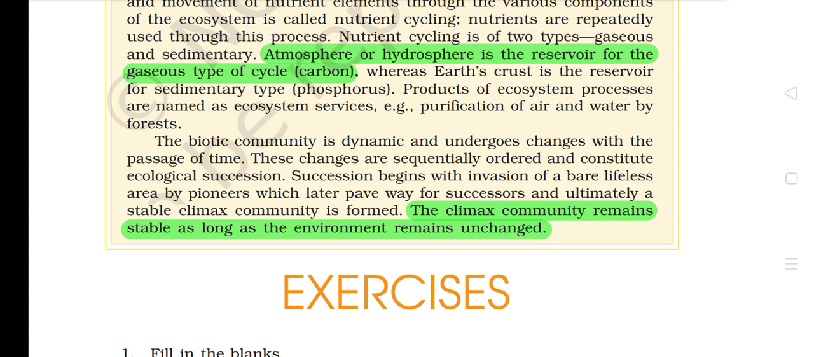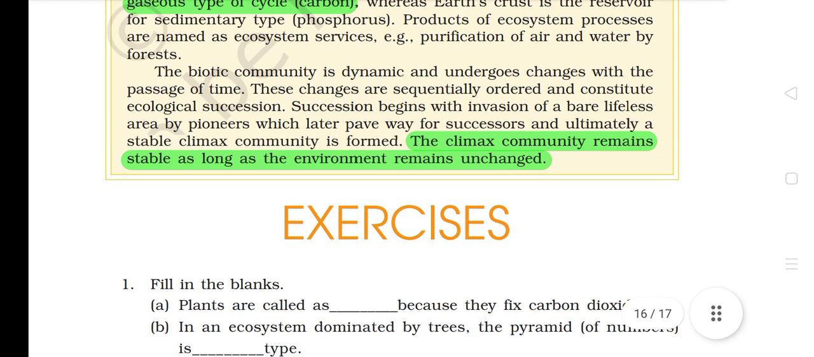Example, purification of air and water by forest. The biotic community is dynamic and undergoes changes with the passage of time. These changes are sequentially ordered and constitute ecological succession. Succession begins with invasion of a bare lifeless area by pioneers, which later pave way for successors, and ultimately a stable climax community is formed. The climax community remains stable as long as the environment remains unchanged.